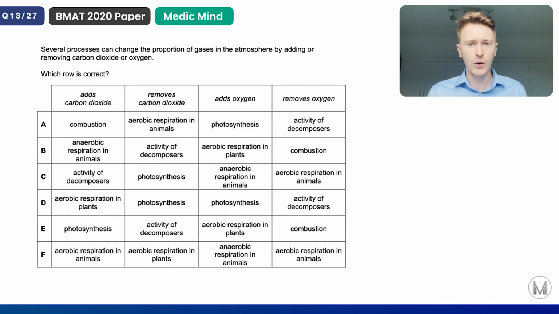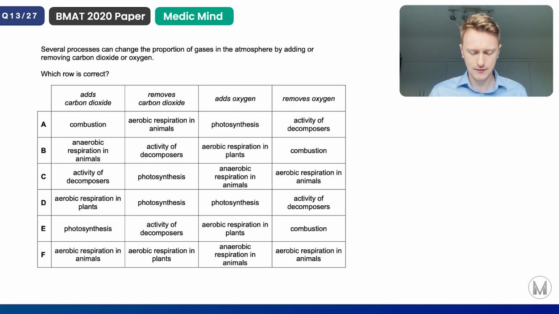Okay, now we're looking at a question which perhaps falls on the borderline of chemistry and biology. We've got different processes and whether they add carbon dioxide, remove carbon dioxide, add oxygen or remove oxygen. It's quite overwhelming the amount of different combinations that we have, so we have to simplify our job.